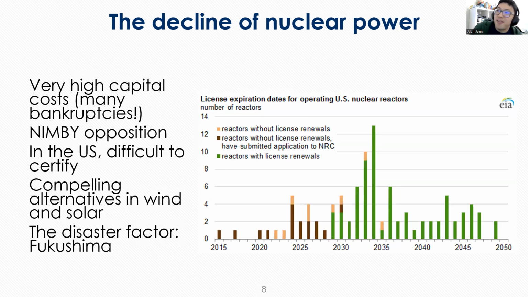I'm actually confused with the definition of the chart. A reactor without license renewal. Can you elaborate a little bit more? Like, what is the without license renewal, and then what is the with license renewal?